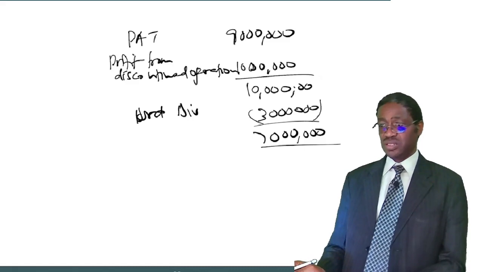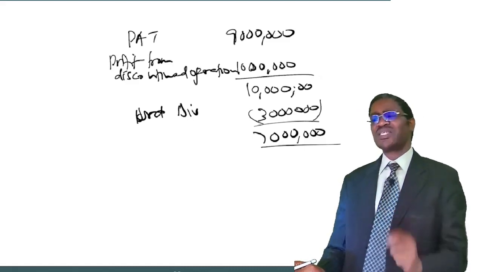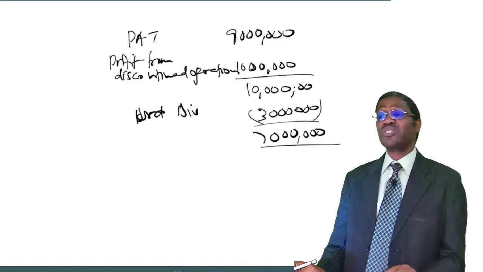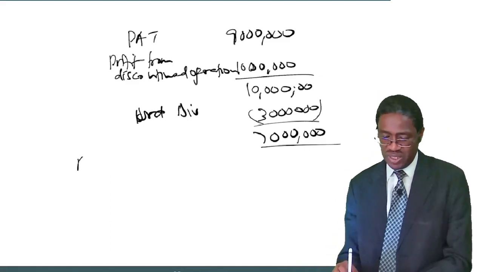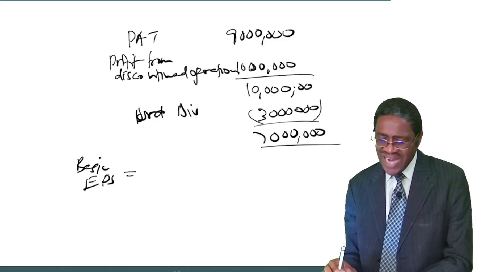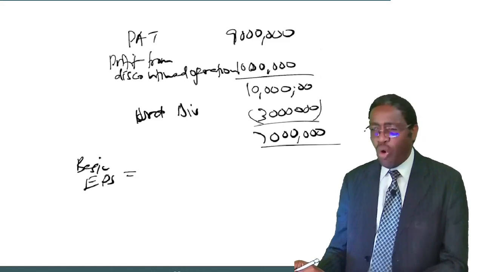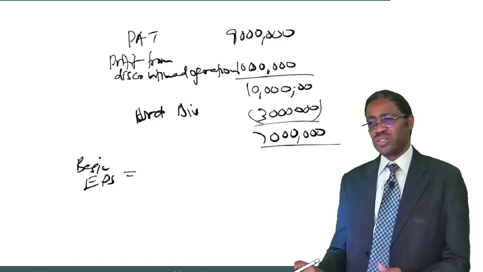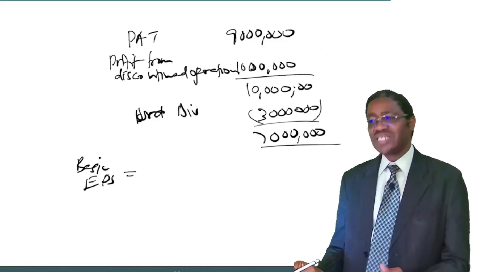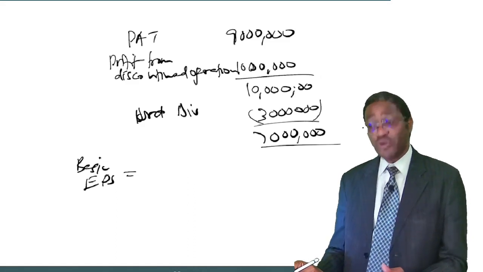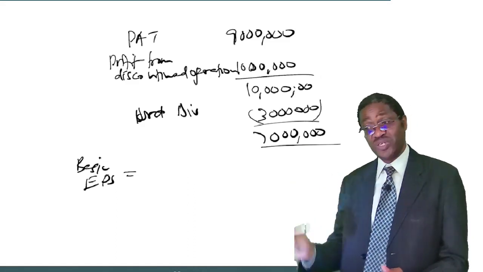Okay, now listen. So if you are given this as the income statement, and you are told to compute the basic EPS for this company, you will say how much are the earnings attributable to the ordinary shareholders. We know the earnings attributable to the ordinary shareholders would be the profit after tax less preference dividends.